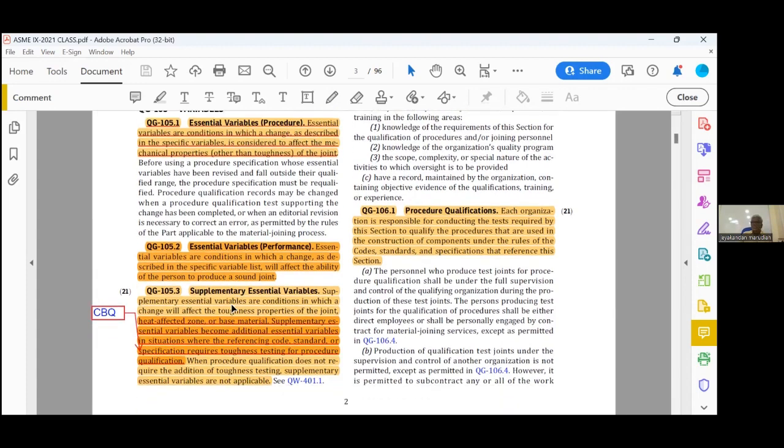Then supplementary, these 3 lines are important. Supplementary essential variables become additional essential variables in situations where the referencing code, standard or specification requires toughness testing. That is a closed book question. So supplementary essential variables become additional essential variables. Page number 2. That is a closed book question.